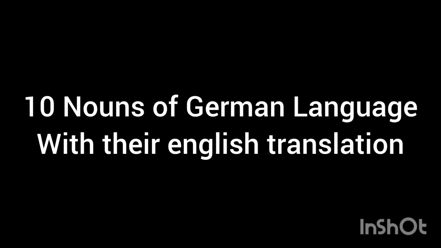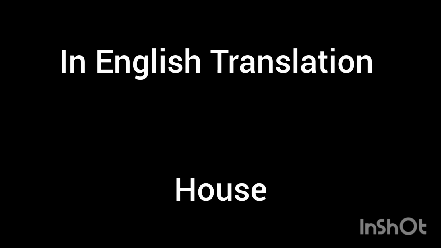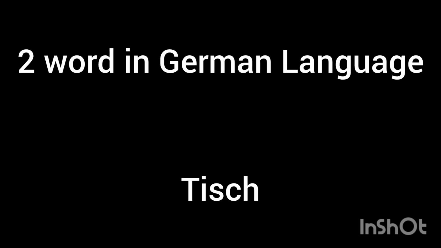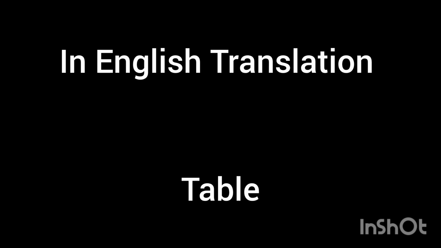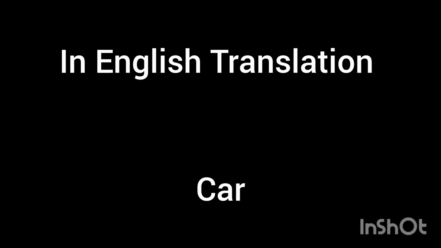In this video, we will explain the maximum 10 nouns of German language with their English translation. First word of noun in German language is Haus. In English, we say it house. Second word in German language is Tisch. In English, we say it table. Third word in German language is Auto. In English, we say it car.